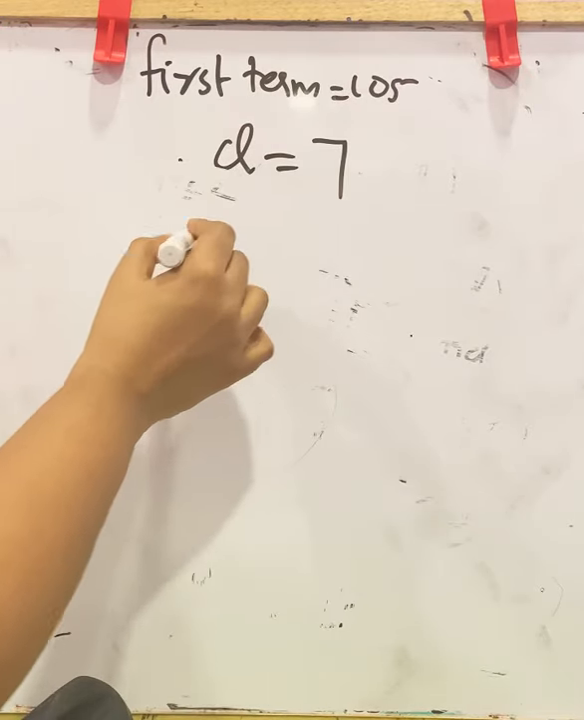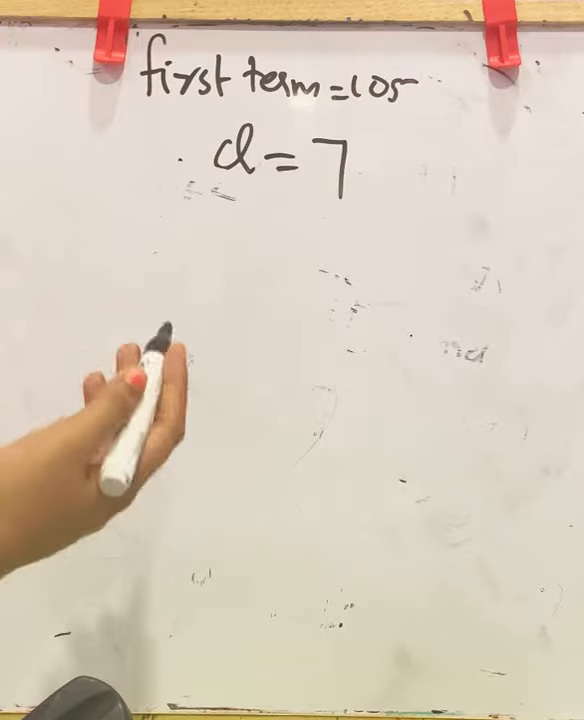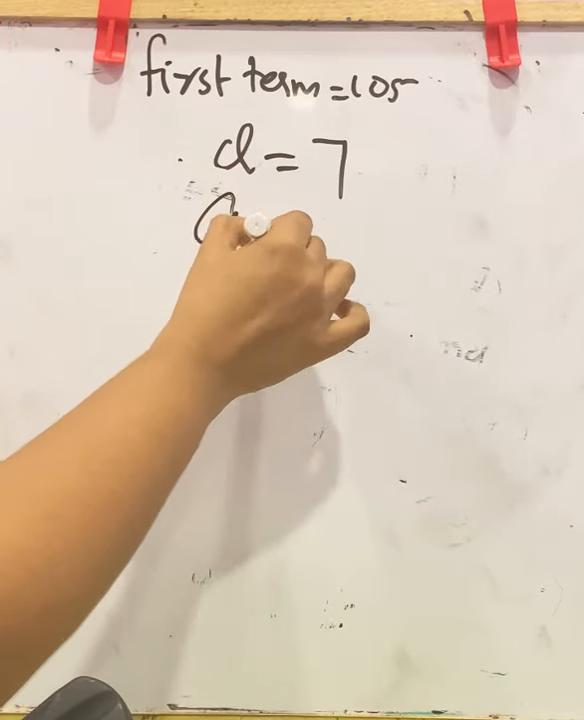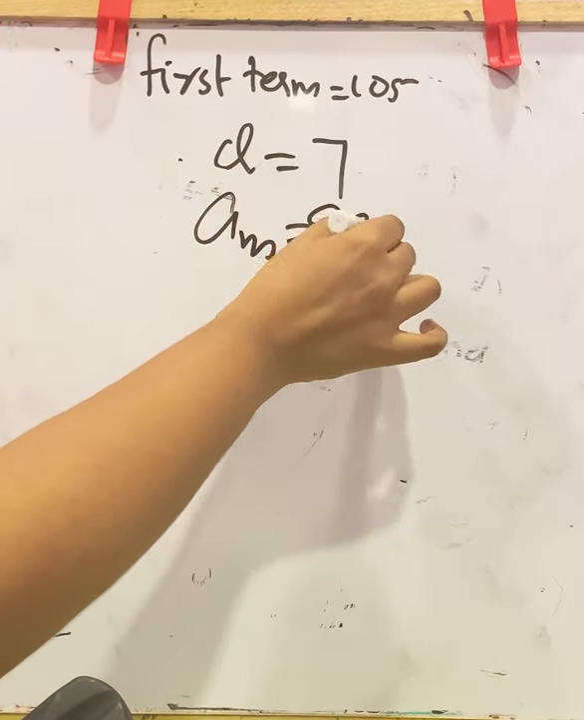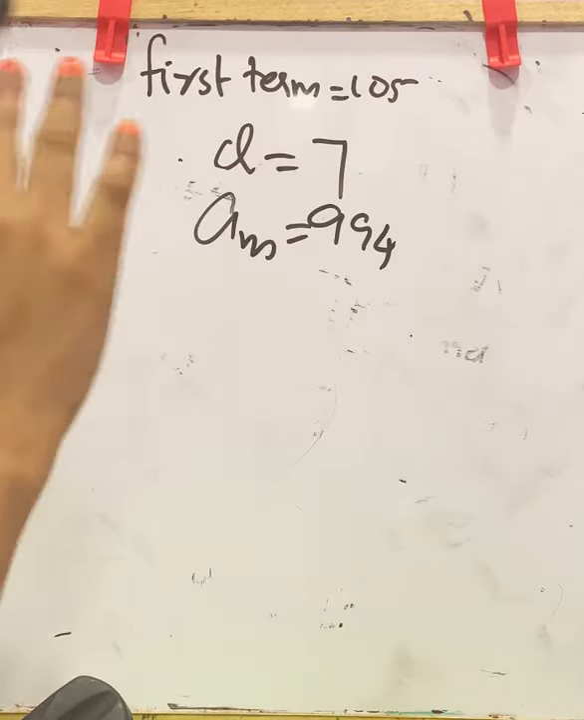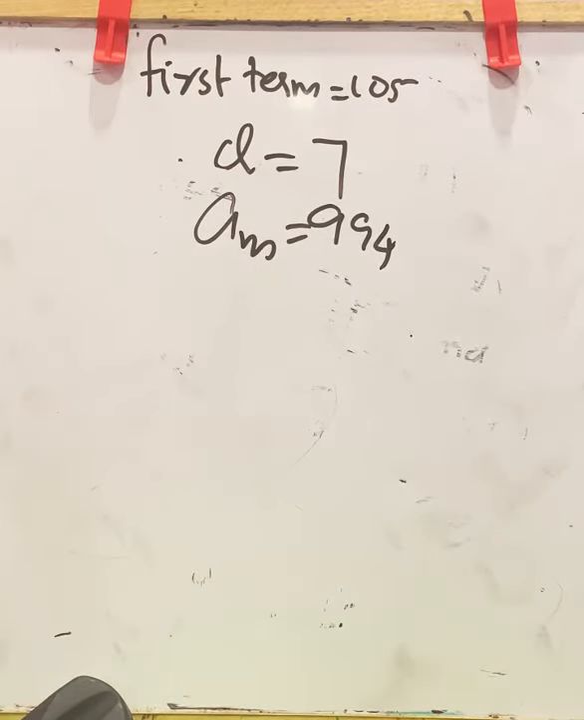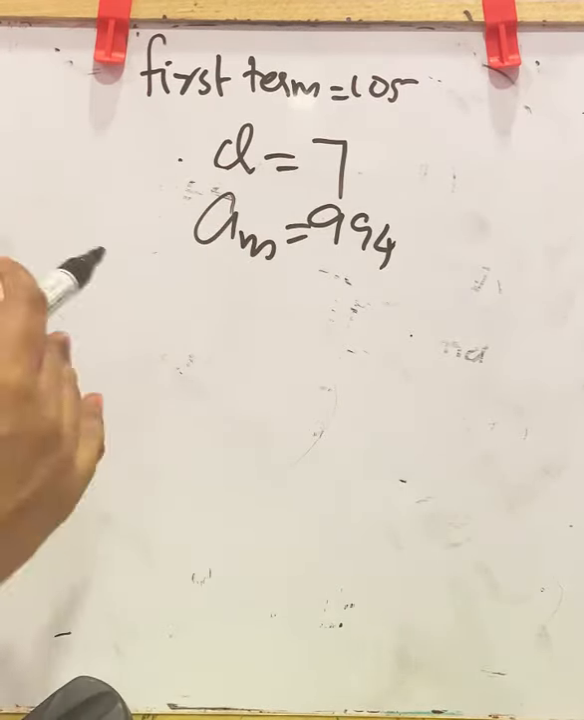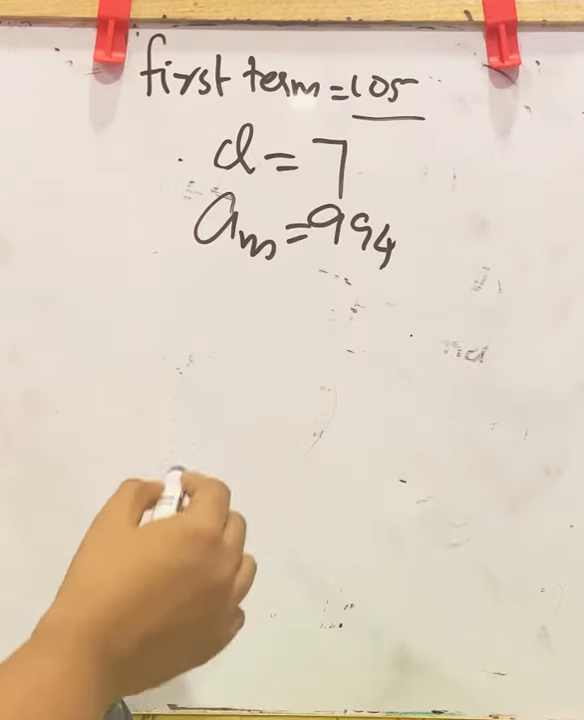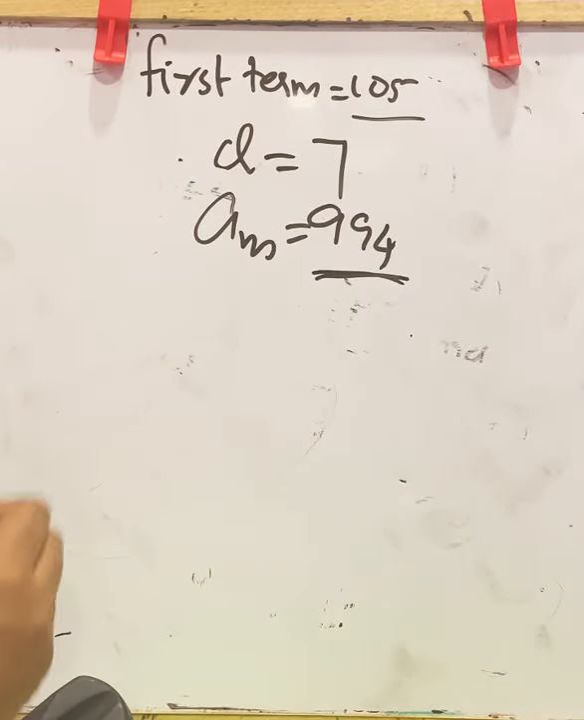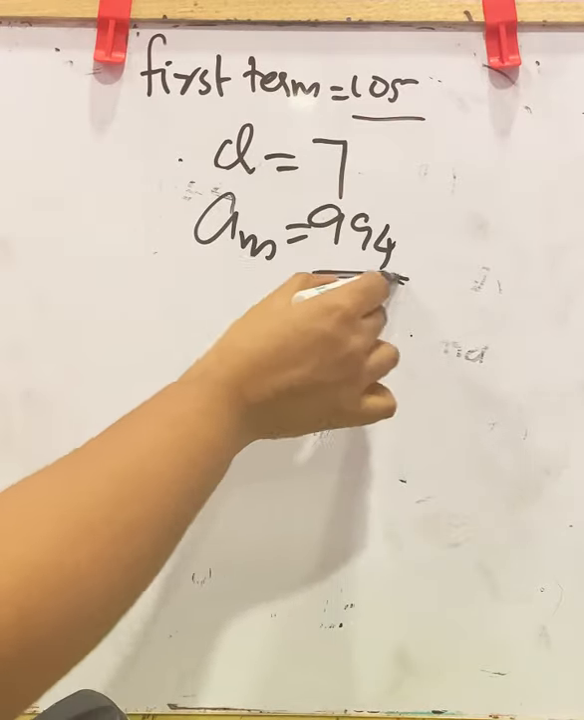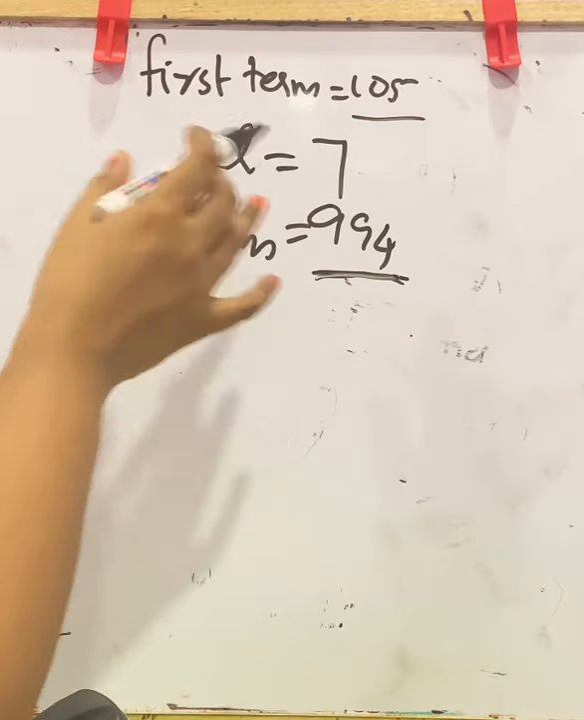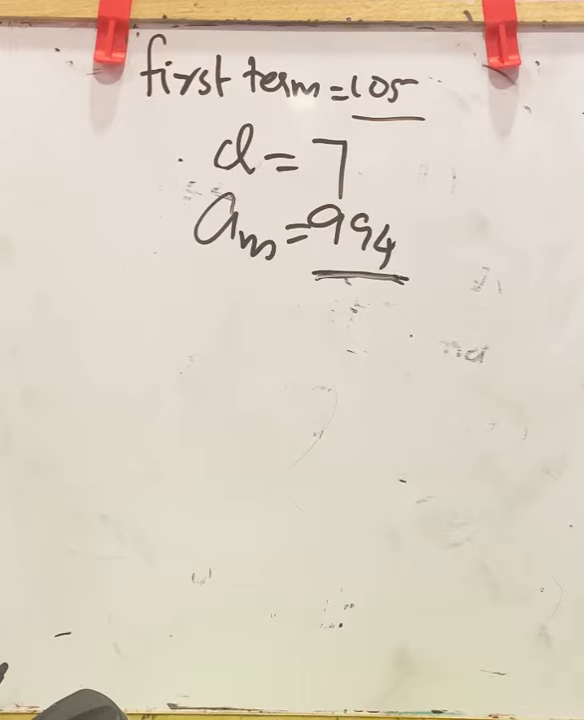The last term can be represented by L or AM. AM is 994. Now we don't know which term that is, that is, how many terms are there in this AP. Starting from 105, ending at 994, we don't know how many terms there are. So we don't know N. As this is the last term, that many terms will be there in that AP.